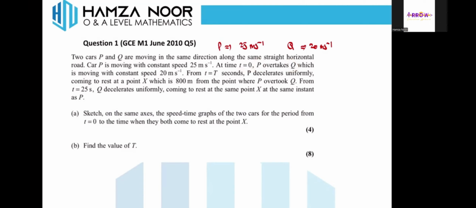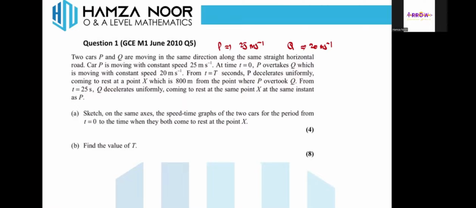All right. And then it says that from t is equal to capital T seconds, car P decelerates uniformly, coming to rest at a point X, which is 800 meters from the point where P overtook Q. Okay, so from t is equal to uppercase T, car P basically decelerates uniformly, which means constantly, coming to rest at a point X. So this means that point X is 800 meters away from the point where P overtook Q.